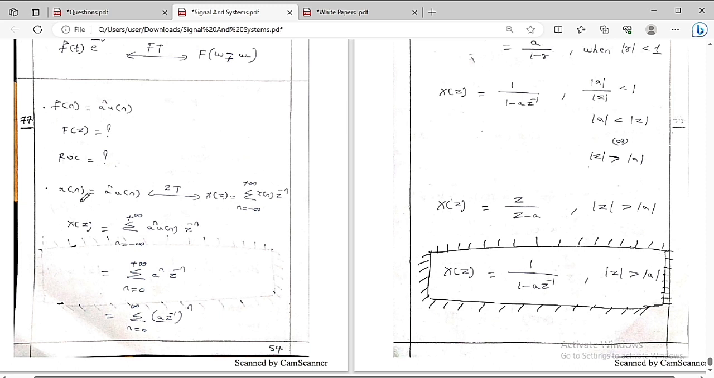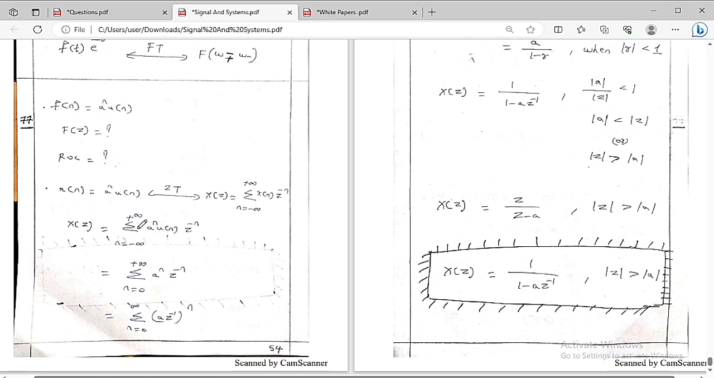So for x of n, what is the Z transform? X of z is equal to sigma n is equal to minus infinity to plus infinity x of n into z to the power of minus n. Here x of n is equal to a to the power of n into u of n. So what is the Z transform? X of z is equal to sigma n is equal to minus infinity to infinity of a to the power of n into u of n into z to the power of minus n. As u of n exists only from n is equal to 0 to infinity, its value is equal to 0 from minus infinity to minus 1.